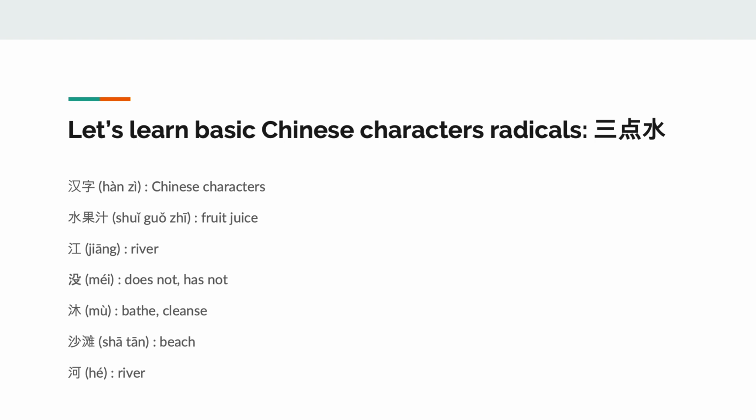As you can see, most of the words on this list have meanings that are related to water. However, not all of them are related to water. For example, 没, meaning does not or has not, doesn't have to do with water.